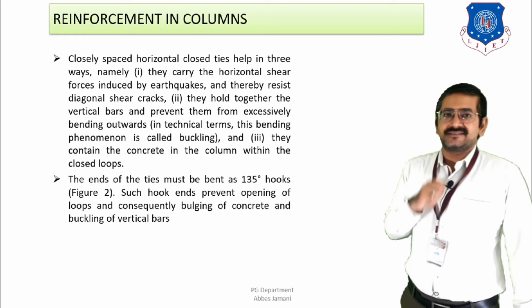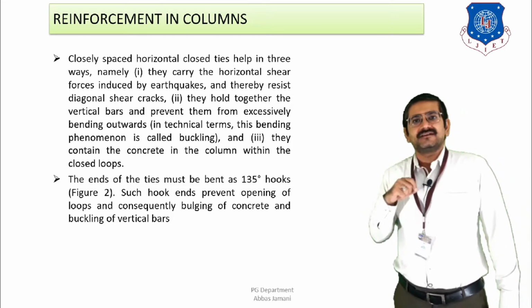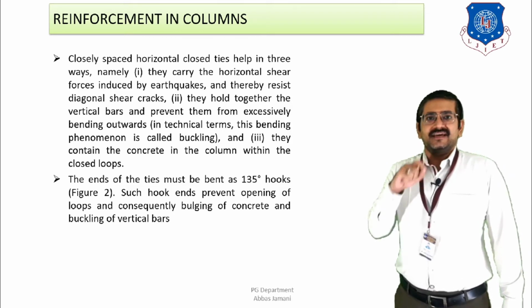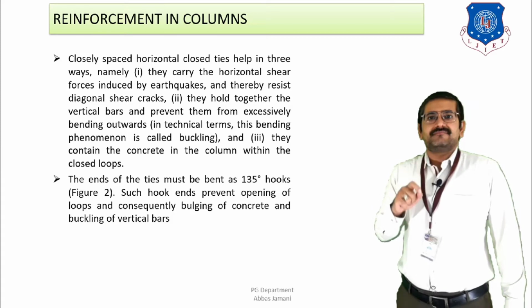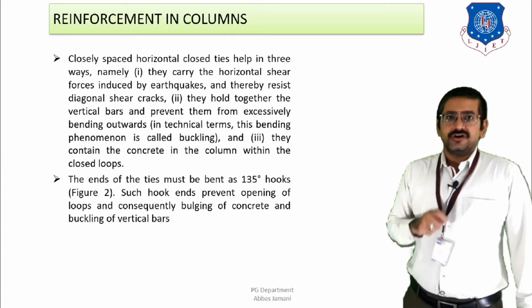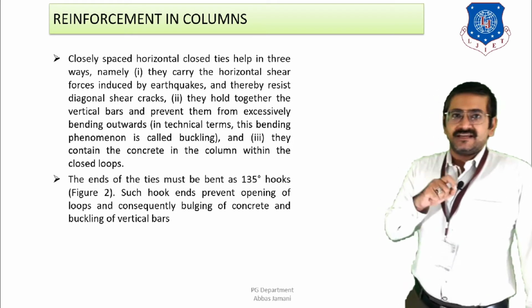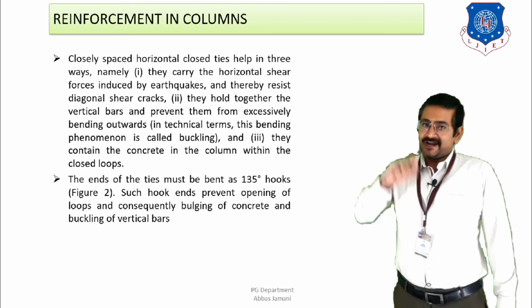And the third thing is that it is going to confine the area of the concrete section. When the confinement of the concrete section is done, the bulging of concrete can be avoided, and at the same time, the shear capacity of the section can be increased, right? So these are the three important advantages of providing the closed stirrups along the height of the column.